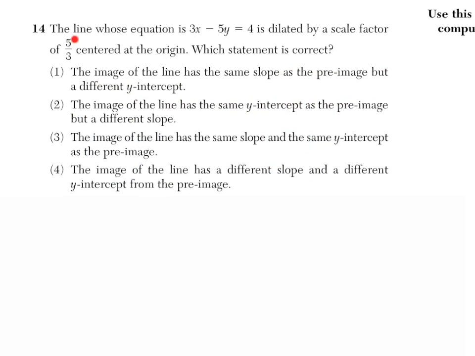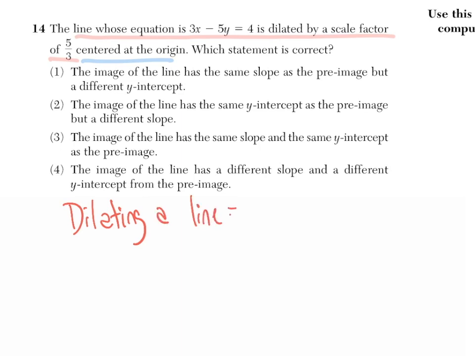Let's take a look at 14. The line whose equation is 3x minus 5y equals 4 is dilated by a scale factor of 5/3 centered at the origin. Which of the following 4 statements is correct? The first thing I'd like to do is break this into 2 parts. So I see that we've got a line dilated by a scale factor of 5/3, and I also see that it's centered at the origin. This is critical because we need to remember that dilating a line, what happens? The slope does not change.